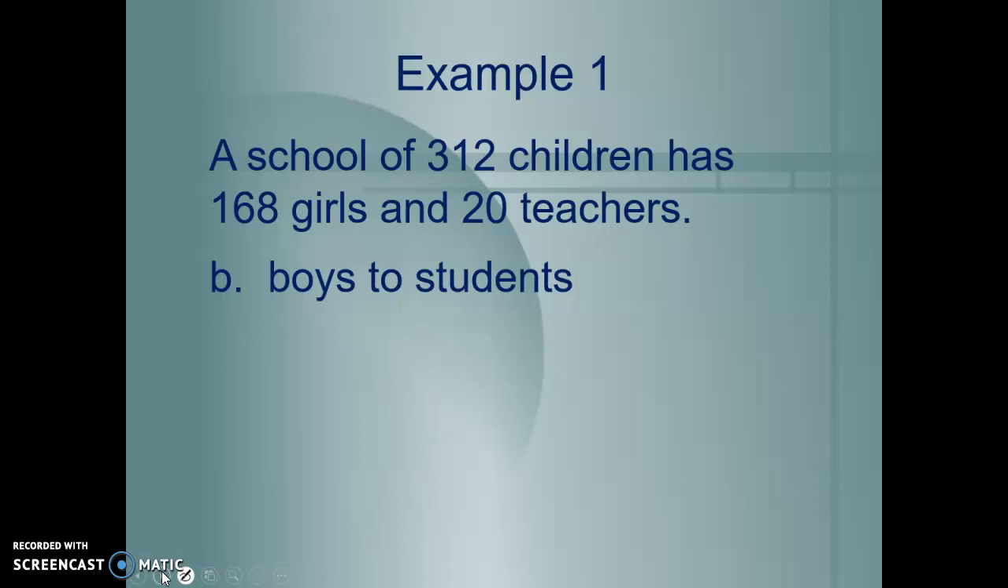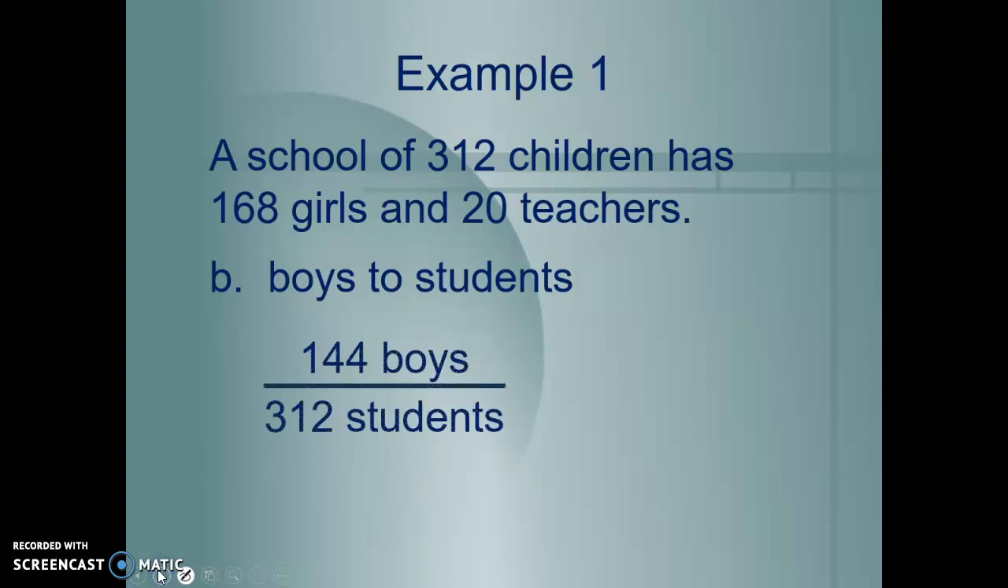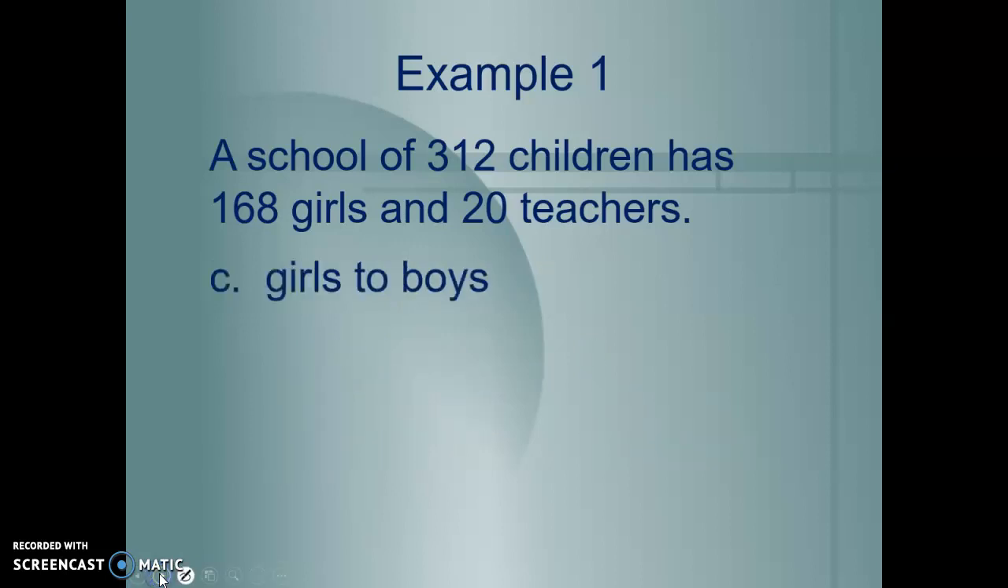Well, if 312 children are there and 168 are girls, we know the remainder must be boys. So we would write that as 144 boys out of 312 students, or when reduced, 6 out of 13. So every 13 students, we would have 7 girls and 6 boys.